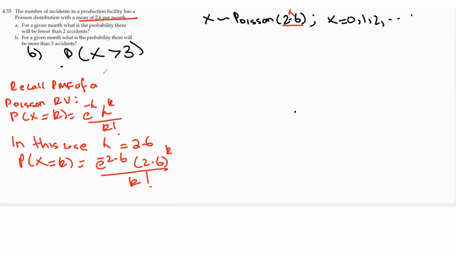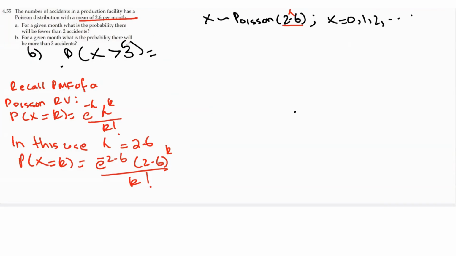Now we know that if we were to do it as it is, this is the probability x is 4 or 5 or 6 or 7 and so on, right? This never ends, because x takes values starting from 0, 1, 2, till infinity. Obviously we can't add that many terms. So we'll use the complement rule, because then we won't have an infinite number of terms. We'll just have a finite number of terms.